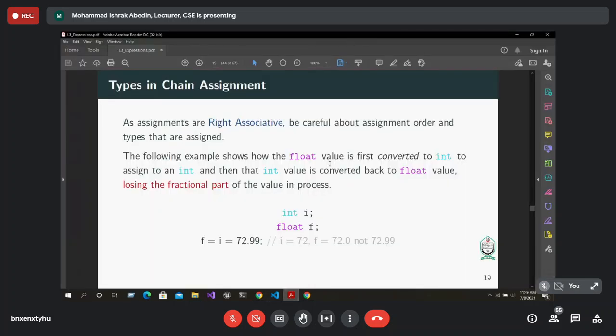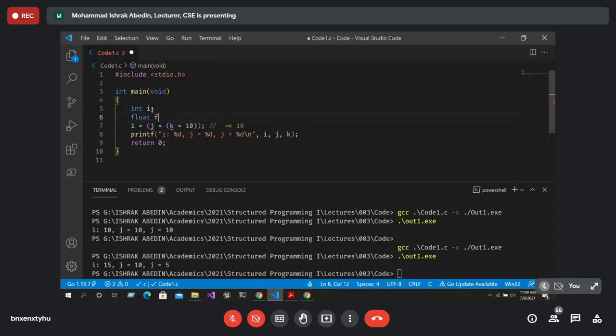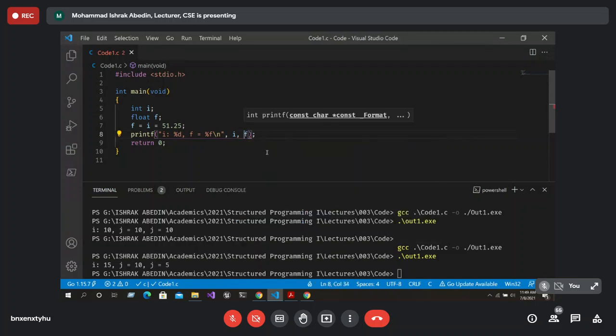Now you need to be careful about the types of the variables where you are storing the data. So if we take a look at this, write float f, and if I write f is equal to i is equal to, let's say, 51.25, I want to print the values of i and f. It should be %f. Can anybody guess what the values of i and f are?